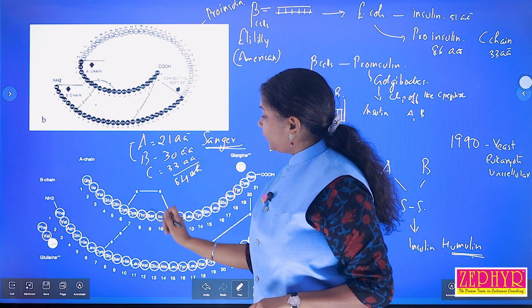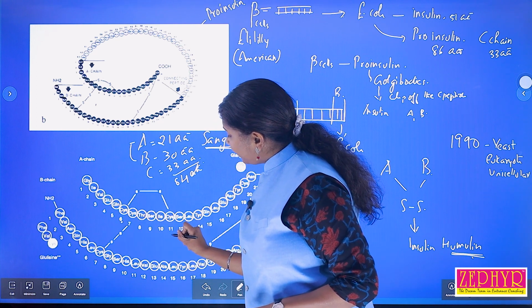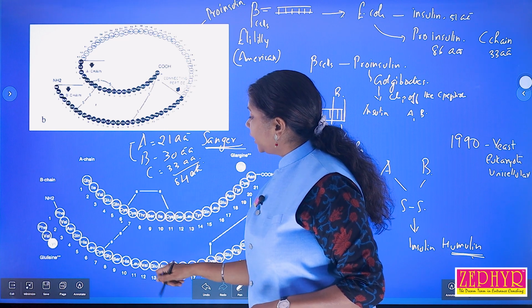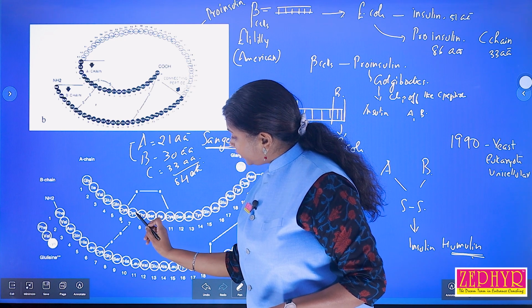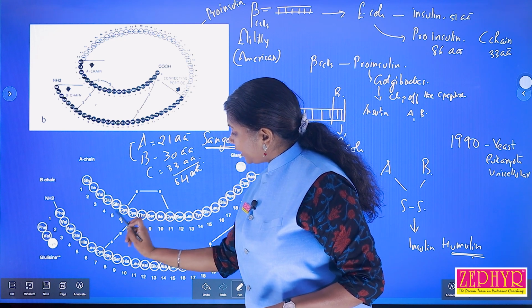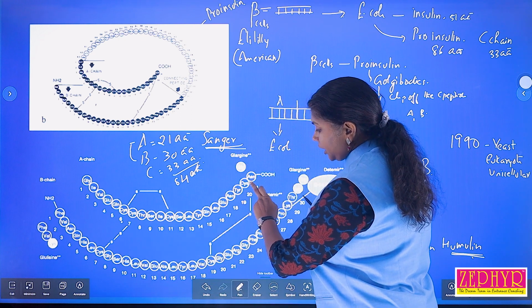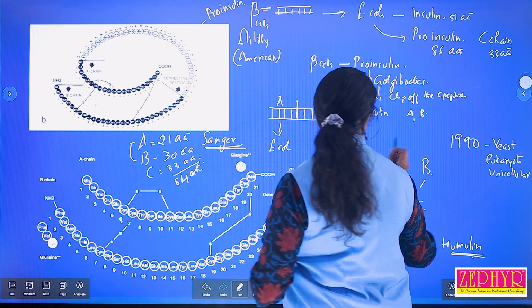So once this comes in here, we can find that in the A chain, the 6th amino acid and the 11th amino acid have an intra connection in there. See that? That's an intra one. Now here I have another connection, which is inter, between the 7th amino acid of the A chain and the 7th amino acid of the B chain. Here we have the 20th amino acid of the A chain with the 19th amino acid of the B chain. So this is how you get the chains.